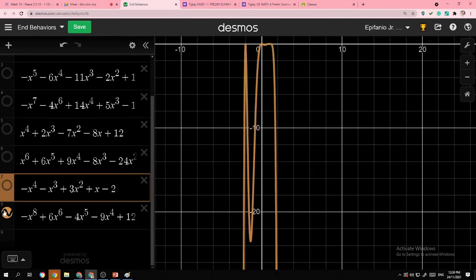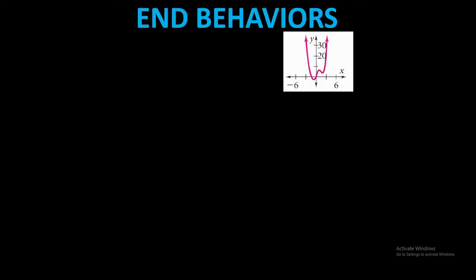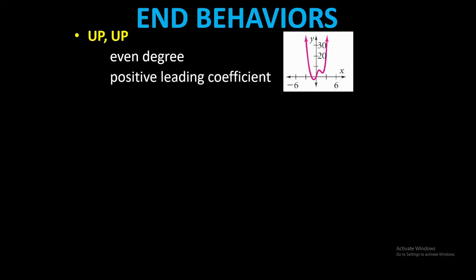Now, let's summarize everything. Let's go back to our presentation. Let's summarize the end behavior first. There are many more characteristics. If I give you a graph like this, what is the end behavior? Up, up. What is the degree? Is it odd or even? It's even. And what is the sign of the leading coefficient? Positive leading coefficient.